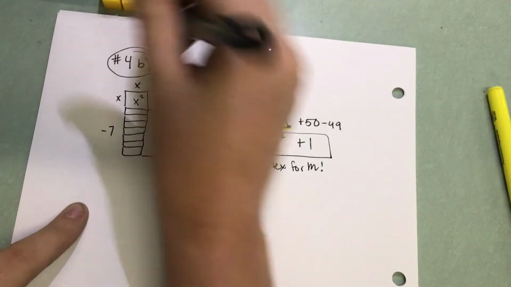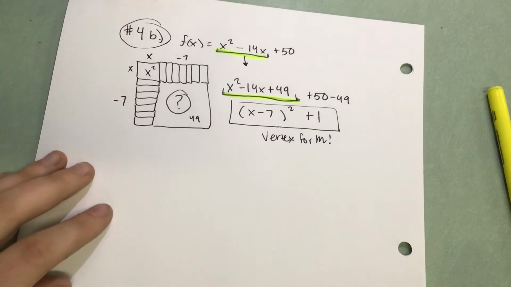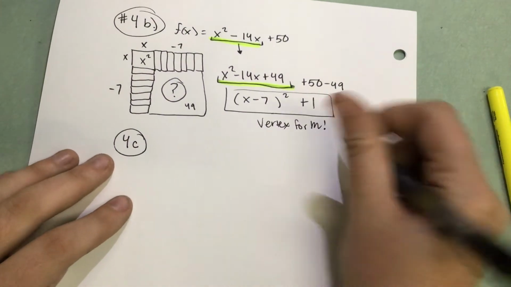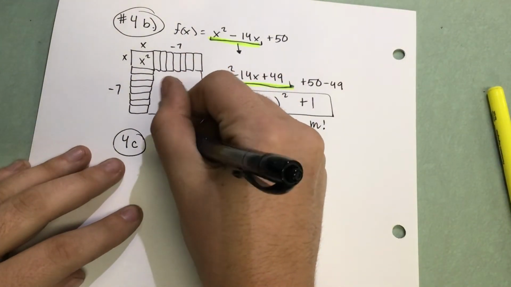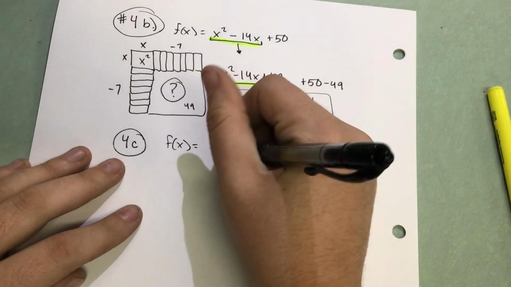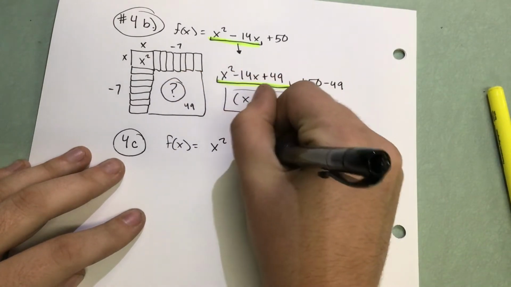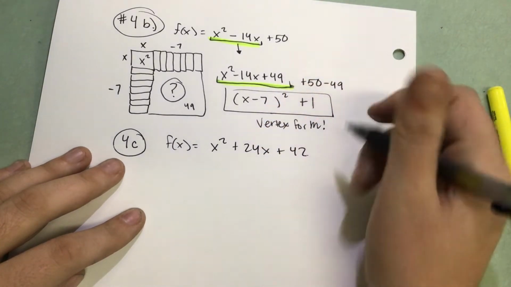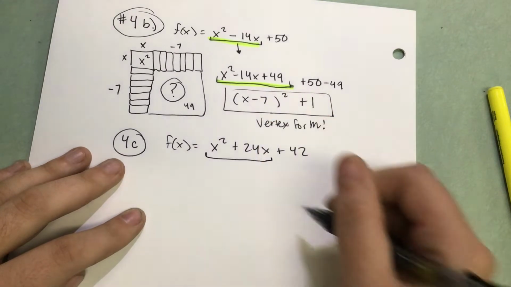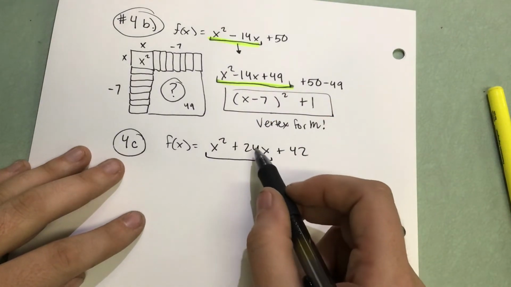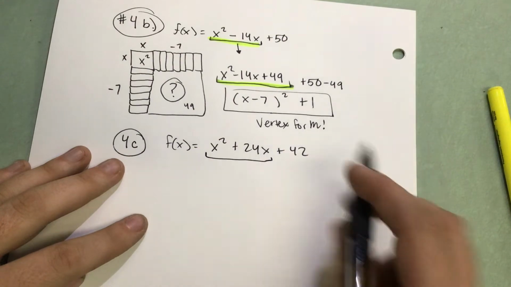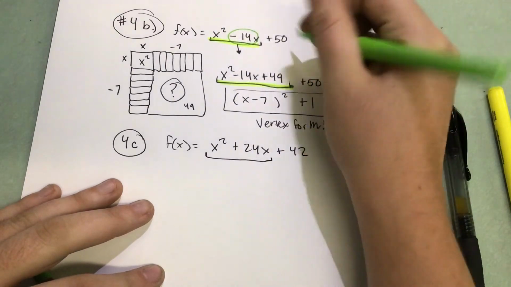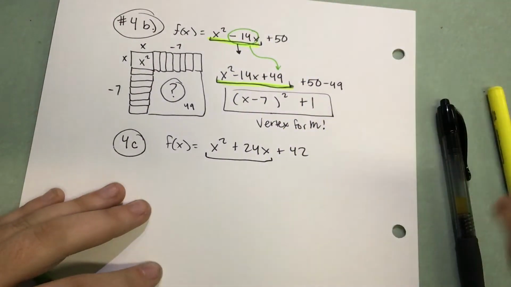So this was 4b. Let's do 4c. But I'm not going to draw any pictures. F of x equals x squared plus 24x plus 42. I'm going to focus on these ones. I'm going to take half of this value and then I'm going to square it. That's what I did over here. We took half of this -14 and then we squared it to get that third term.